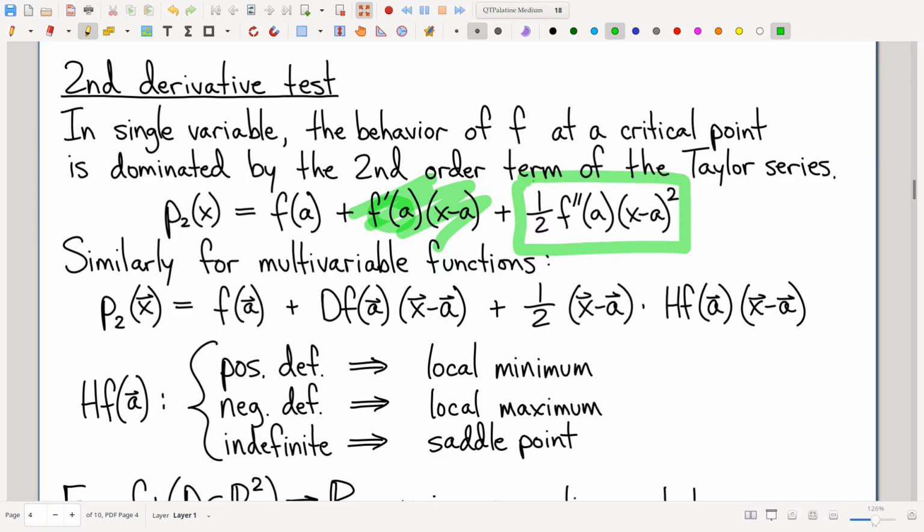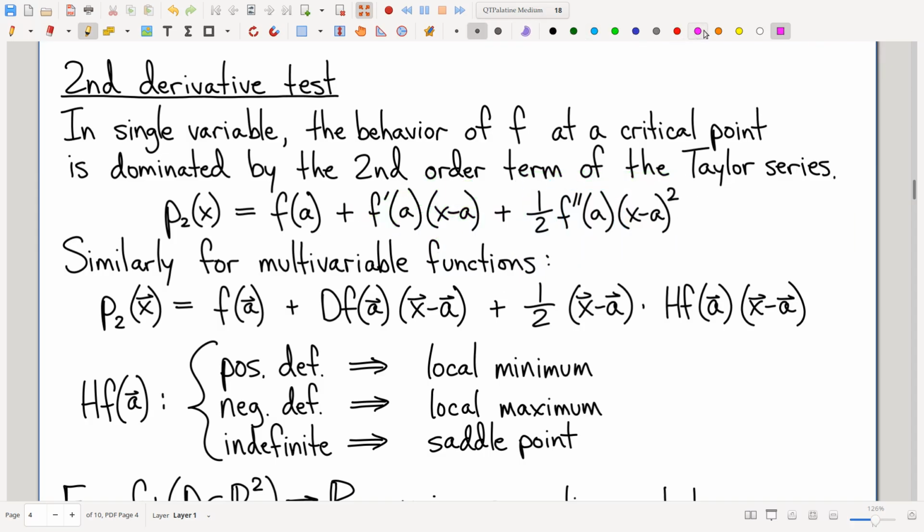1/2 is always positive. A square is always positive, or 0, but never negative. And so whether this term is always positive or always negative boils down to whether this single factor, the second derivative, is positive or negative. Right? And so that's why the second derivative test in single variable is as easy as it is. You just have to look at that second derivative, and positive tells you something, negative tells you something, and you infer accordingly.